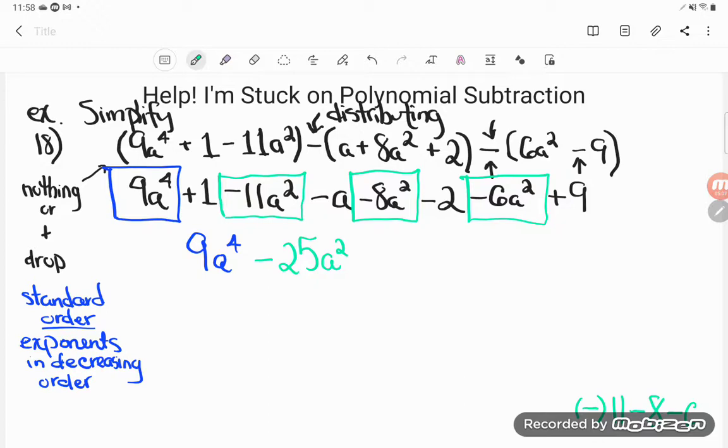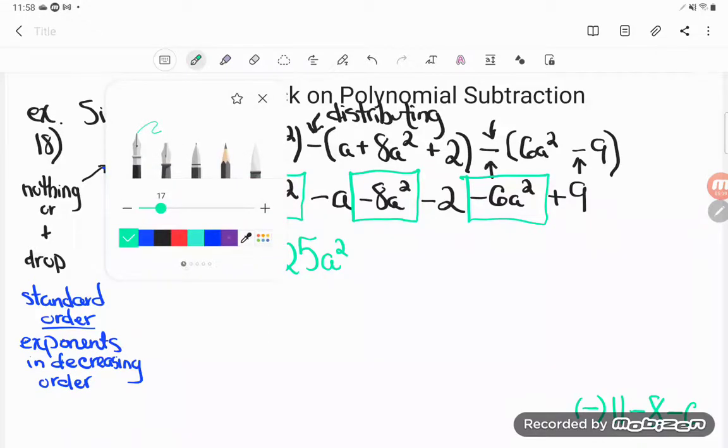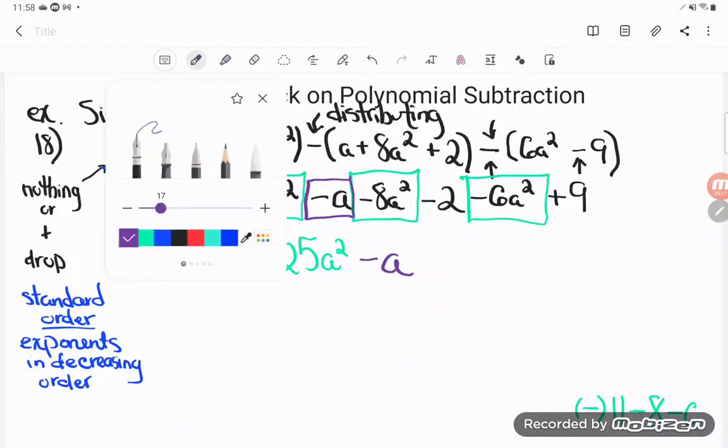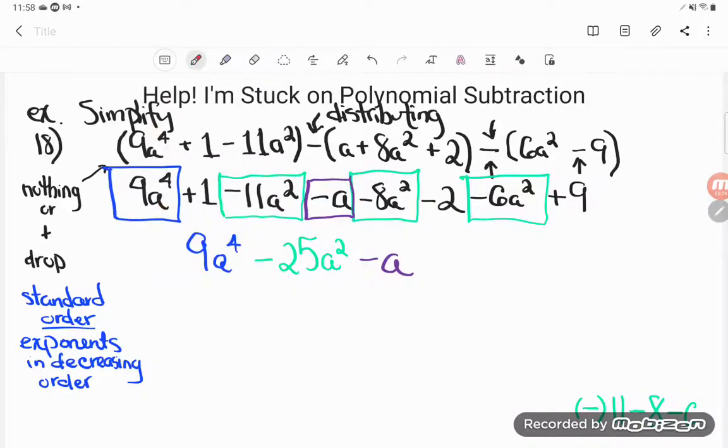Now I'll do my plain old a's. Let me grab another color so we can see it. How about purple? That's my only a term, and so there's nothing to combine him with. He'll just drop. And now finally, last of all, I do my constant terms. Constant terms is just a fancy word for the plain old numbers. So +1 minus 2 plus 9. And again, feel free to use your calculator if you struggle. 1 minus 2 plus 9. And I do get 8.